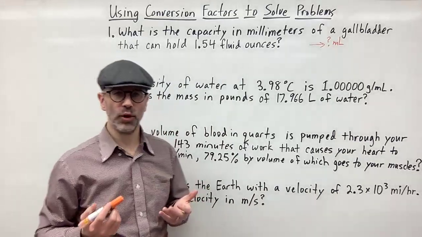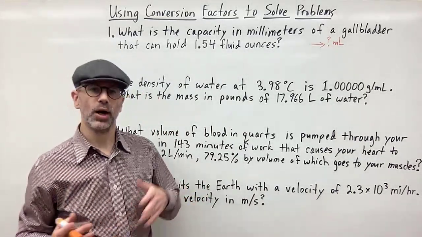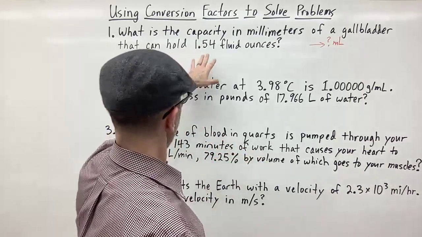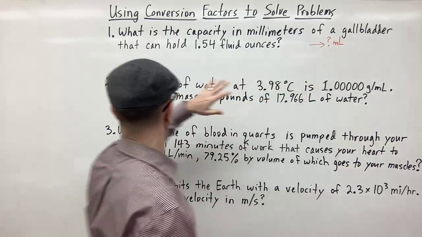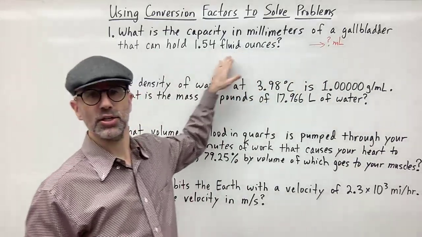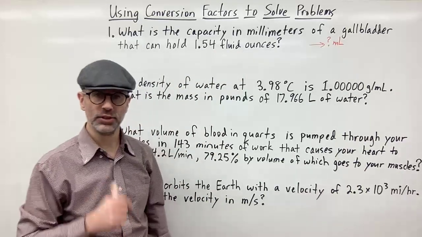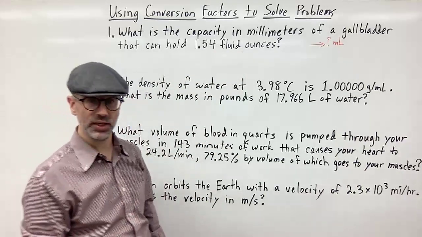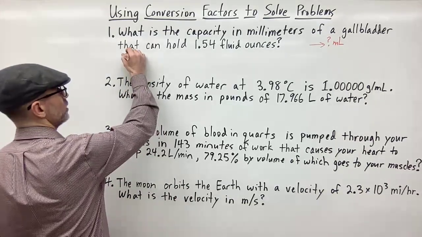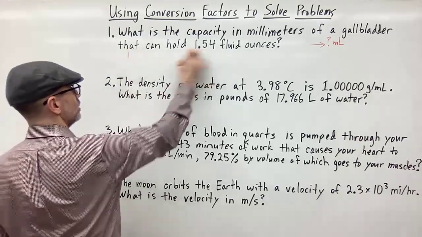Well, where are we going to start? What are we going to start with? Well, we read the rest of the question, we find our answer. We want the capacity in milliliters of a gallbladder that can hold 1.54 fluid ounces. So they're giving us 1.54 fluid ounces. We want to convert that to milliliters. So we always begin with the given start.